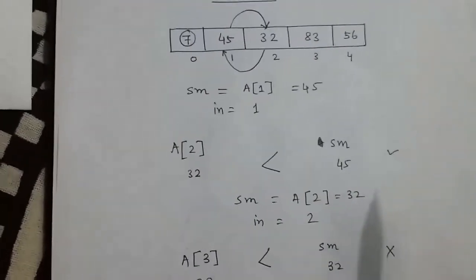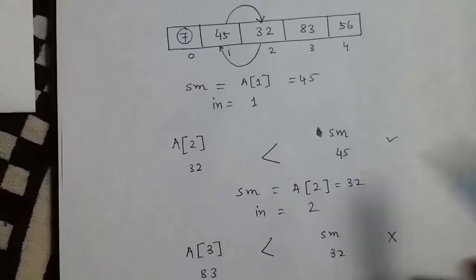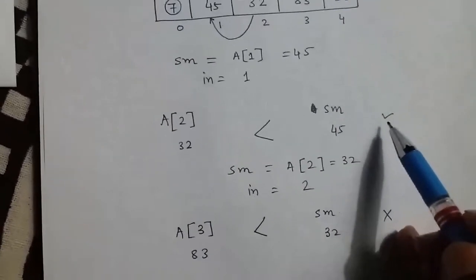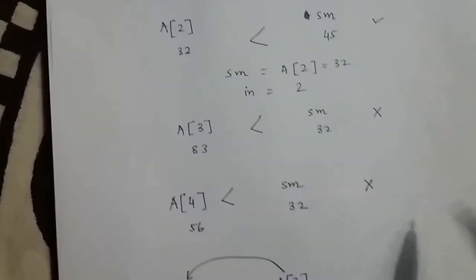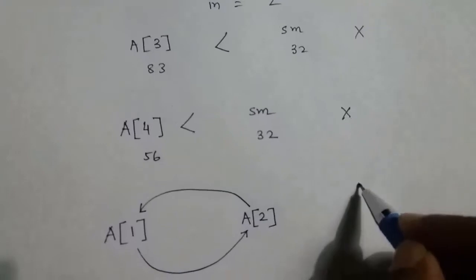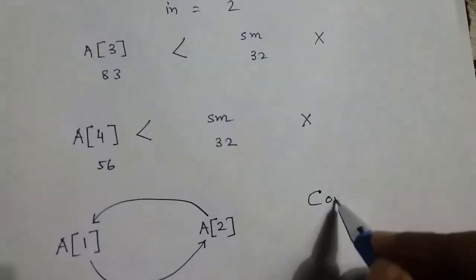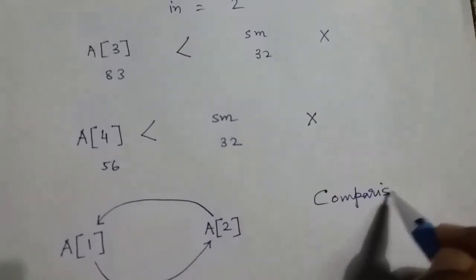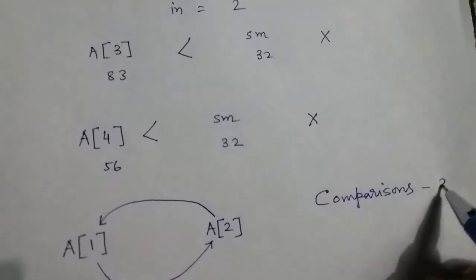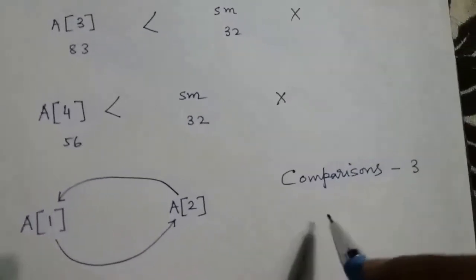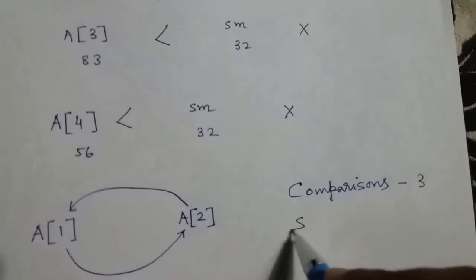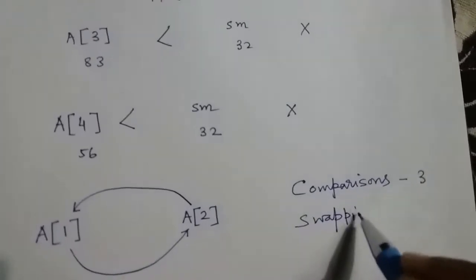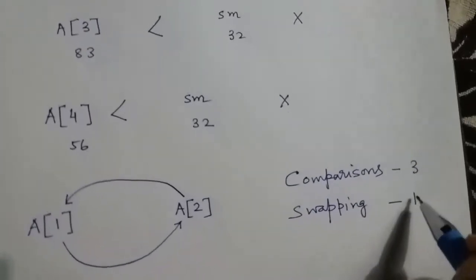So now let's see how many comparisons are performed in this iteration. You can see 1, 2 and 3. So the total number of comparisons, I am writing, is 3, and the number of swapping is only 1, like the first iteration. So the number of swapping is 1.